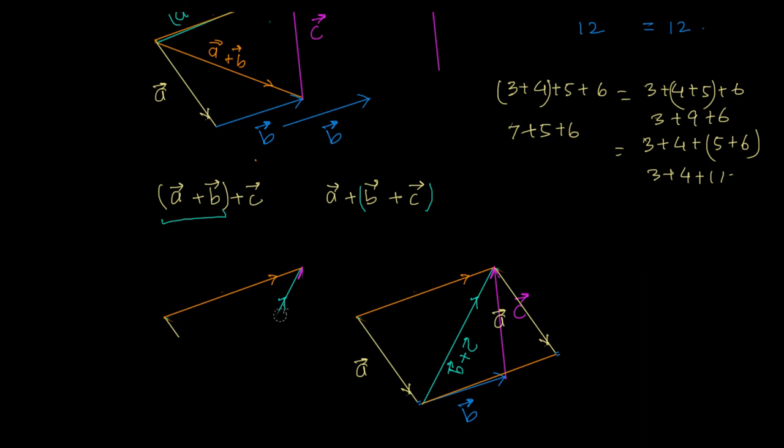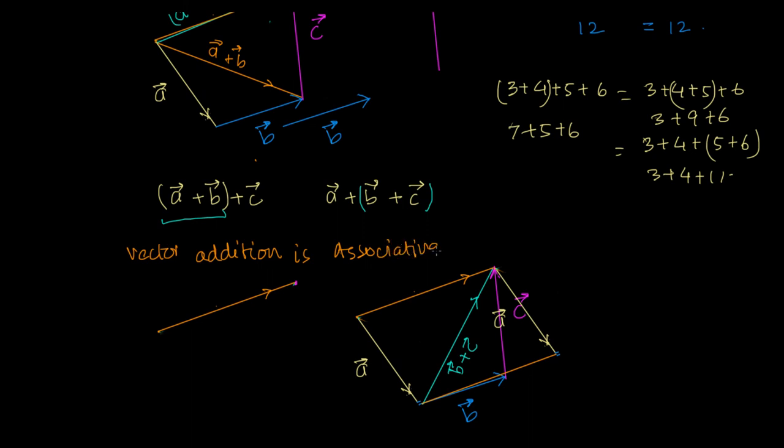Let me again clean it a bit. This vector here, if I decide to shift it and try to align here, it is exactly the same. Okay, so it actually does not matter. So what we are trying to say is that vector addition is also associative. Vector addition is associative. Do we get that? Fine.